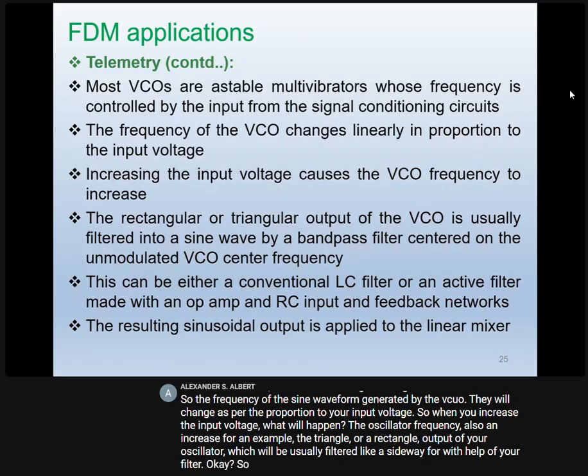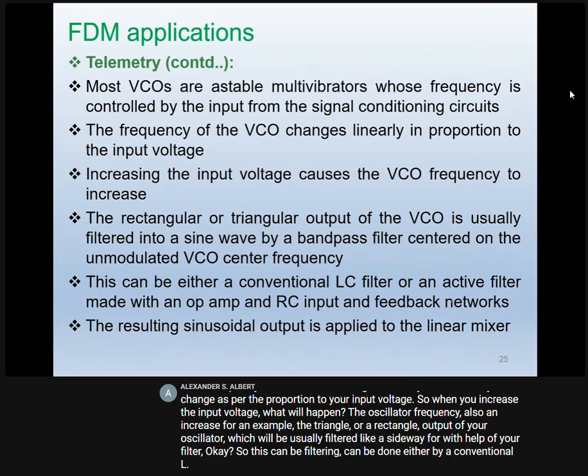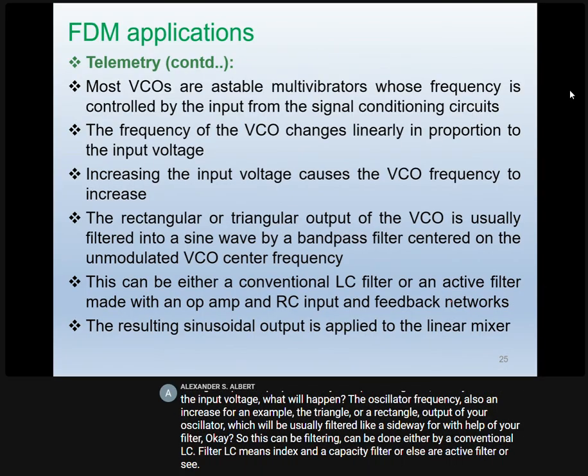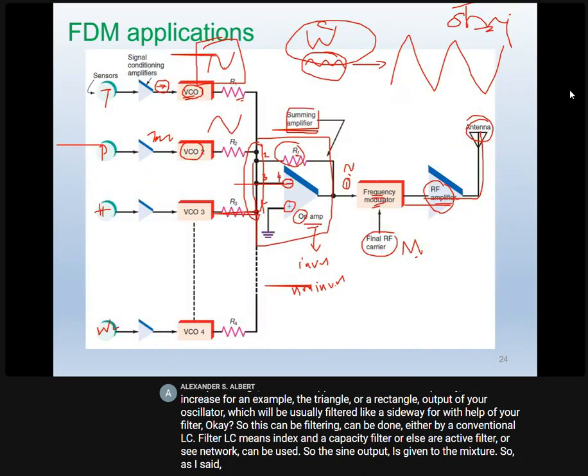This filtering can be done either by a conventional LC filter, LC meaning inductor and capacitor, or else an active filter with an op amp, or an RC network can be used. So the sinusoidal output is given to the mixer. As I said, this is called a mixer. All the sinusoidal signals will be given to this mixer.